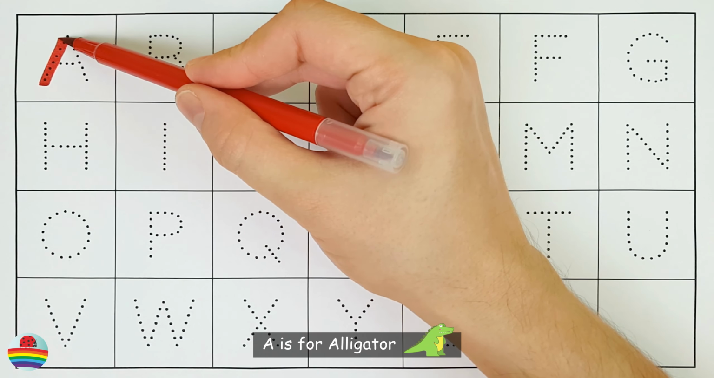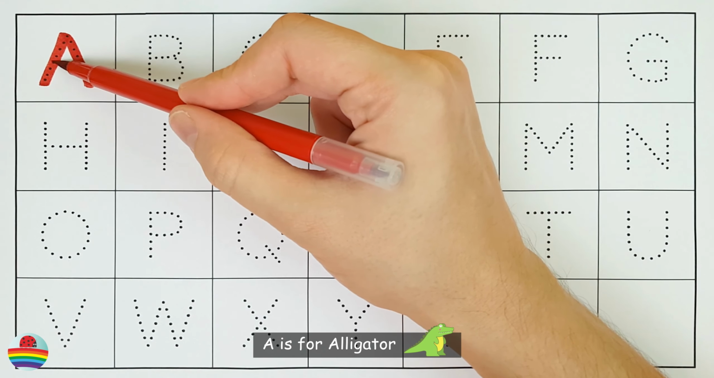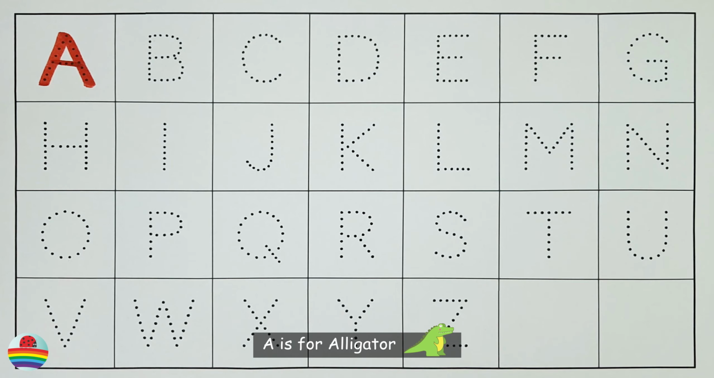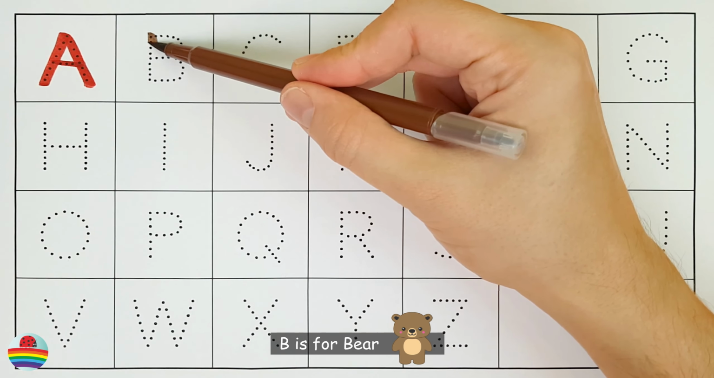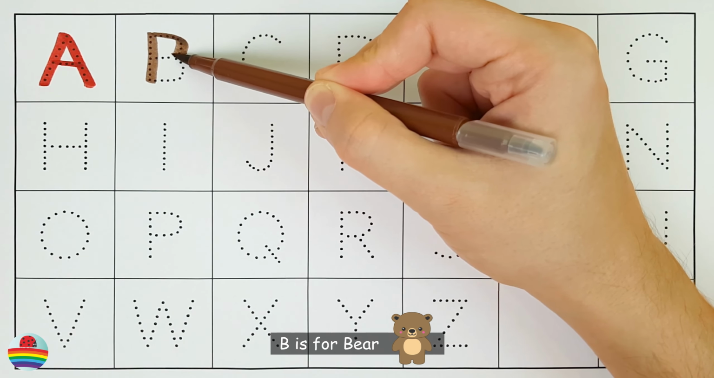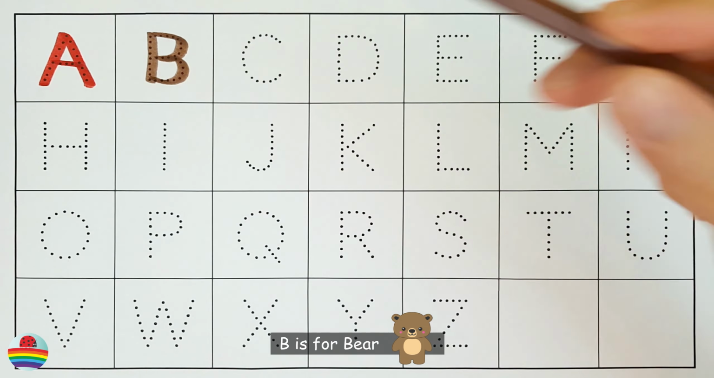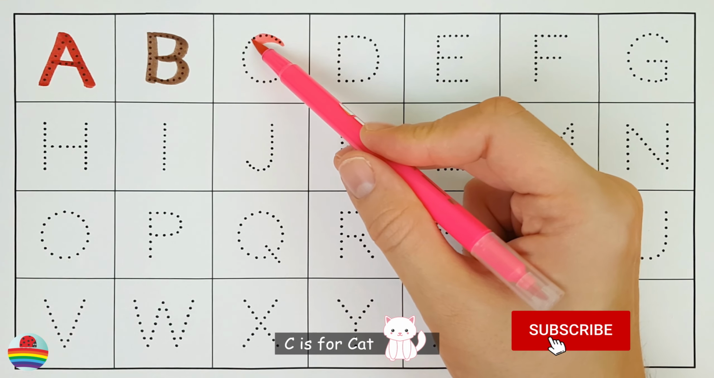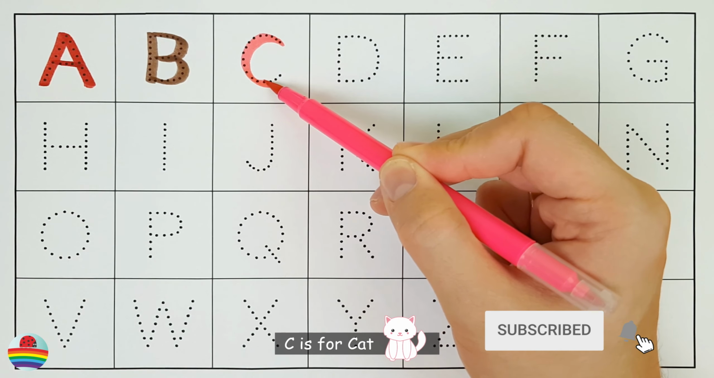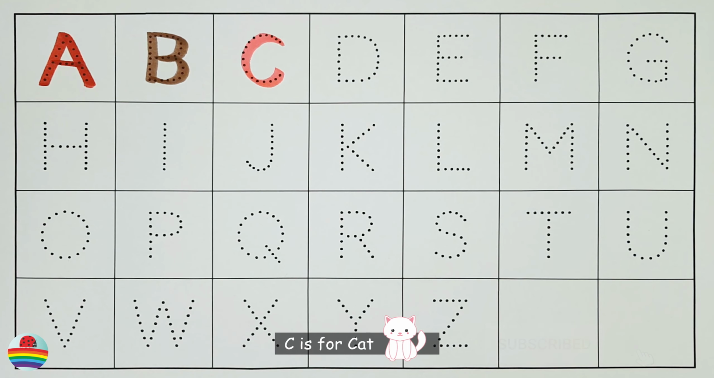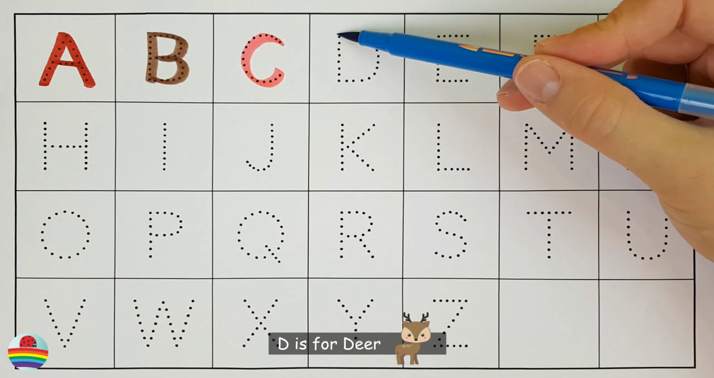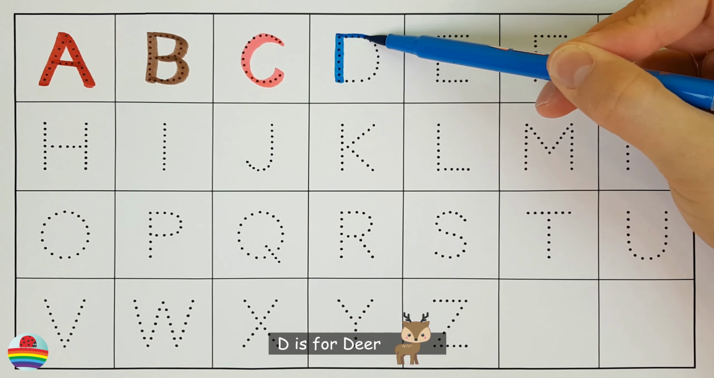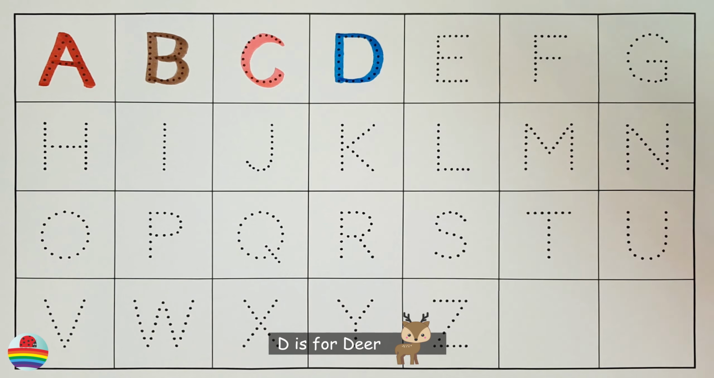A. A is for alligator. B. B is for bear. C. C is for cat. D. D is for deer.